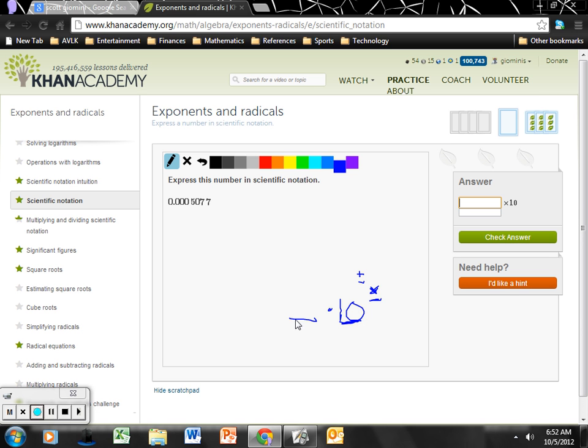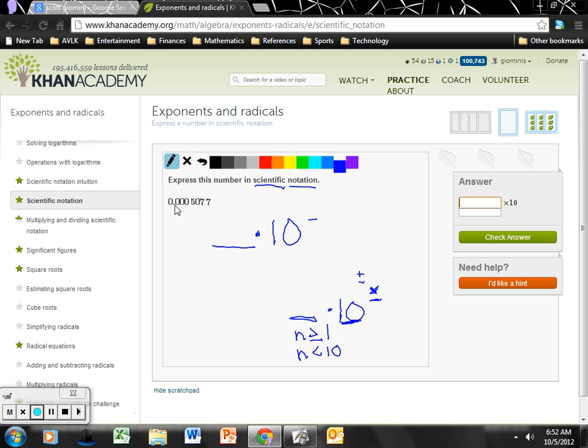And this number here, it's important. We'll call it n for now. It's going to be greater than or equal to 1, but that number also has to be less than 10. So if I go over here, it says express this number in scientific notation. So right now I know I'm multiplying something by a power of 10. I'm going to have some exponent and some number here that must be greater than or equal to 1, but less than 10.